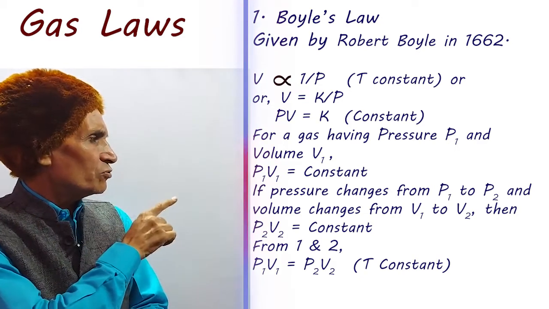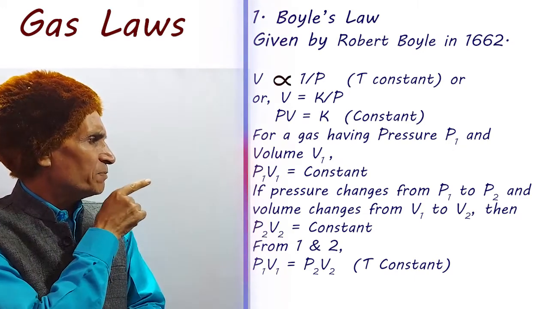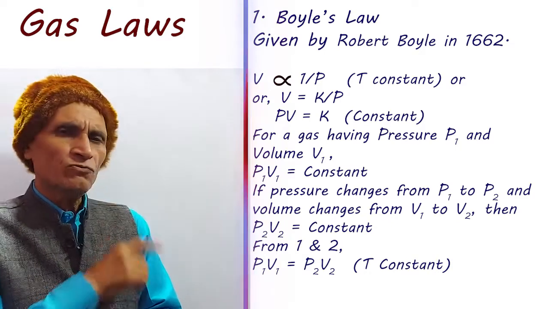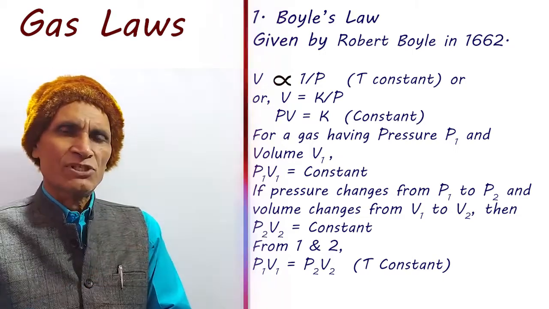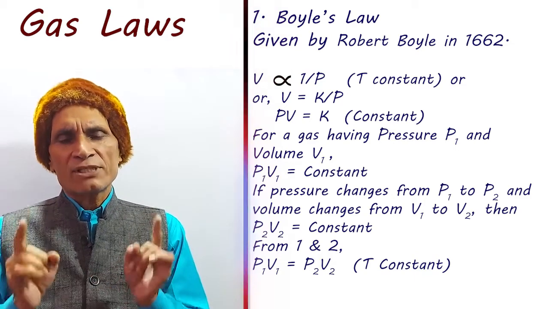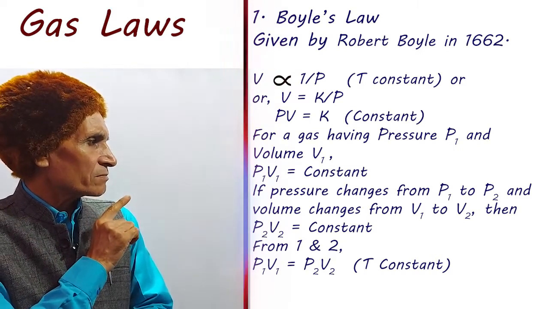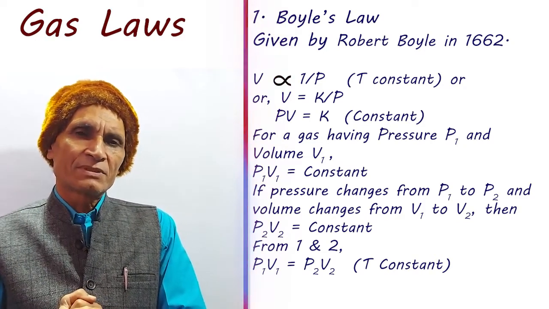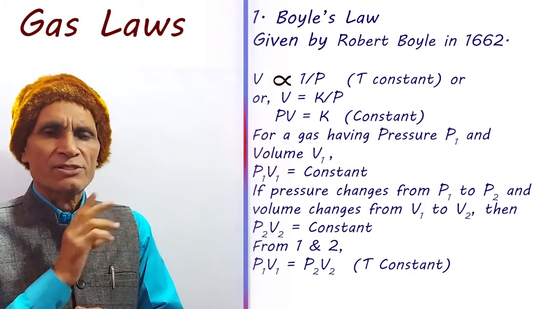If V1 and V2 are the volumes occupied by a definite mass of a dry gas at pressures P1 and P2 respectively, then P1 into V1 equals P2 into V2 equals constant. This is called Boyle's law equation and can be stated as: at constant temperature, the product of volume and pressure of a definite mass of a dry gas remains constant. This is about Boyle's law.